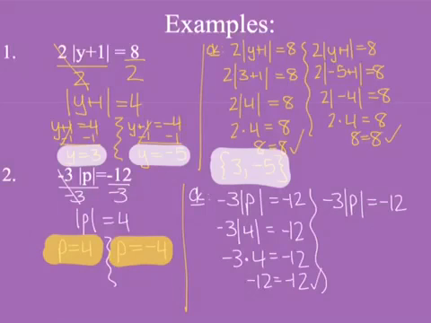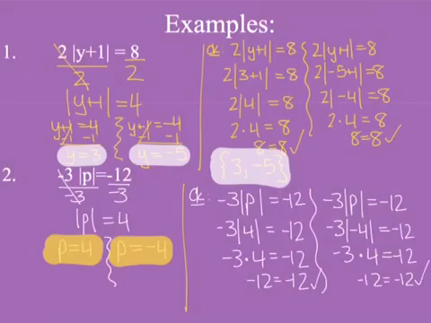The second one we're plugging in -4. The absolute value of -4 is still +4, and -12 is equal to -12. It checks out. Our answer is 4 and -4.